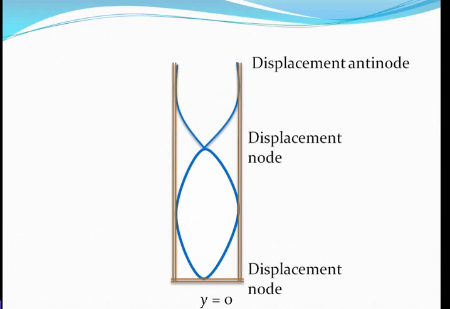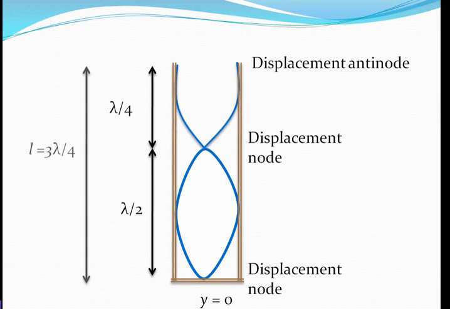Similarly, we can create the next possible waveform in case of a displacement wave. Next basic waveform formed in case of a displacement wave. In this case again, this will be a displacement antinode because this is a pressure node because of the atmospheric pressure. This will be a displacement node because this end is fixed, and we've generated another node in between. So again, in this case, we can say that these lengths are lambda by 4 and lambda by 2. The net length is 3 lambda by 4, and the second harmonic will be 3V by 4L.